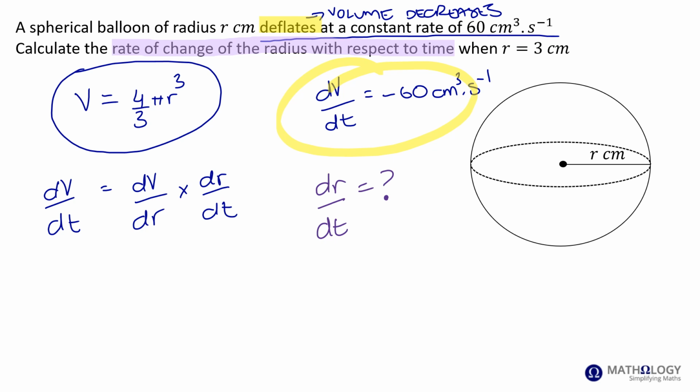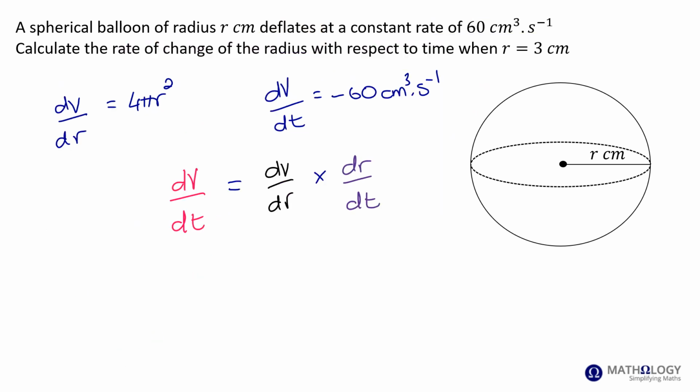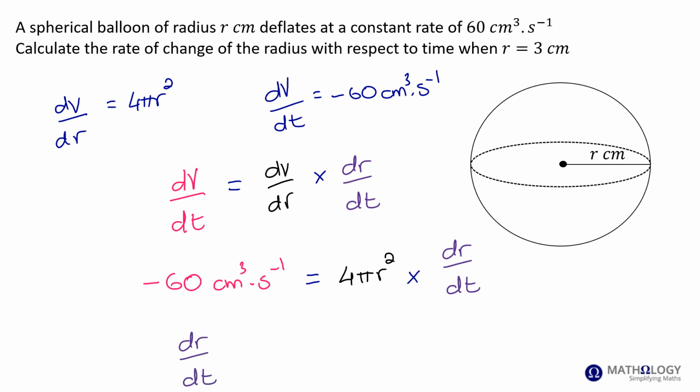Using the power rule of differentiation, dV/dr equals 3 times 4/3 times pi times r to the 3 minus 1. dV/dr therefore equals 4 pi r squared. Substituting these values into the expression for dV/dt, we get dr/dt equals minus 15 over pi r squared.